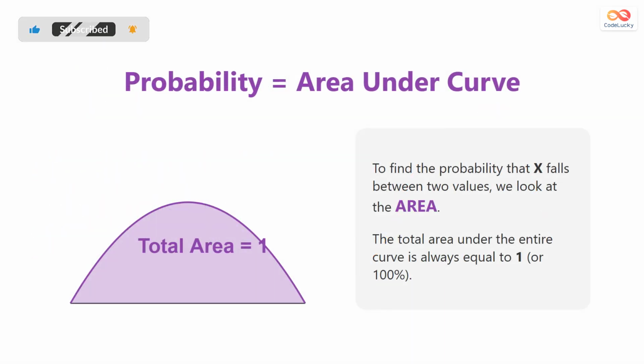Here is the key concept. Probability corresponds to area. To find the probability that our variable x falls within a certain range, we simply calculate the area under the curve for that range. Also, the total area under the entire curve must always equal 1, representing 100% probability.